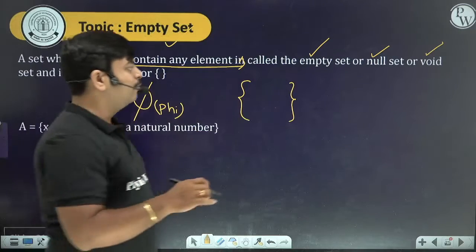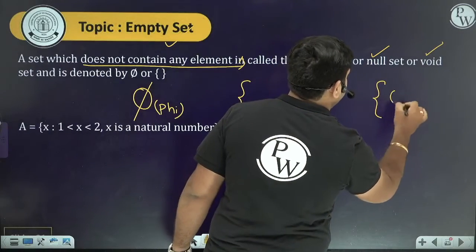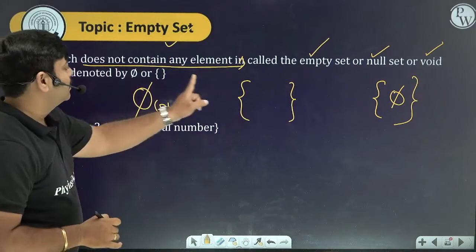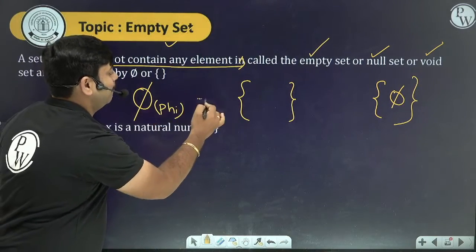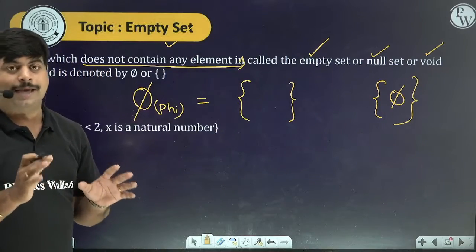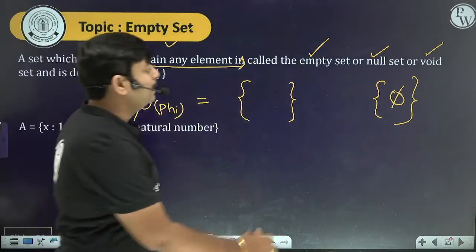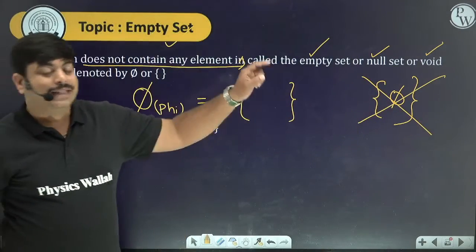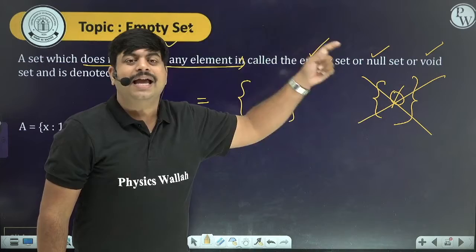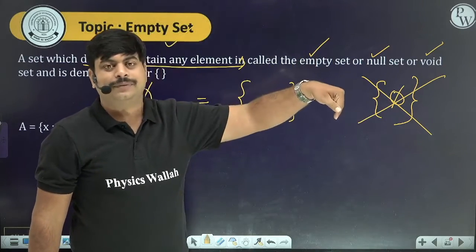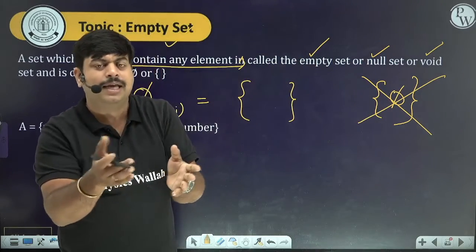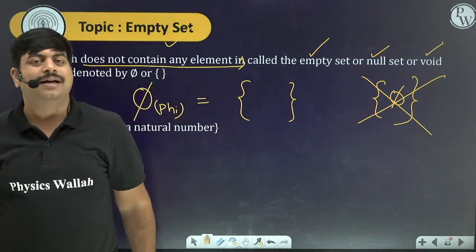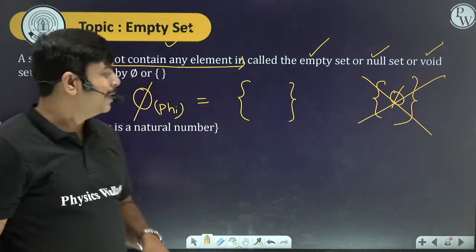Often people get confused between this and this type of representation. The phi as well as the empty braces are equal, both are the same notation. But this one, students, is completely different, because it is not an empty set. It has an element phi, just like element A or element B. It has one element inside it.